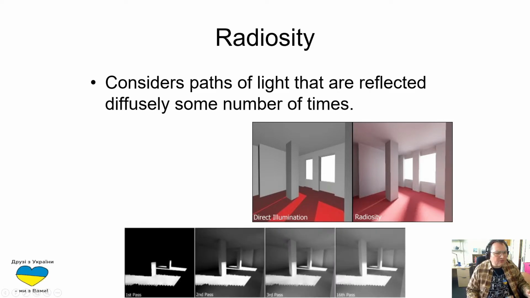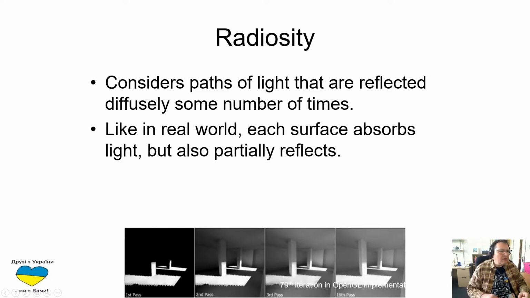Radiosity is an iterative method. So here you have a comparison between the first, second, third, and 16th pass of calculation. Each pass is connected to one more number of times when the light can be reflected from other surfaces. So basically every surface in this scene becomes, in a way, the source of the light. Like in the real world, each surface absorbs light but also partially reflects this light back.